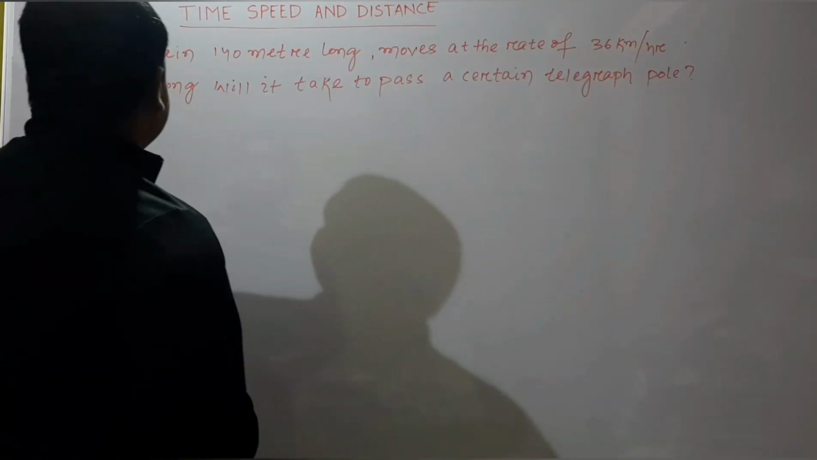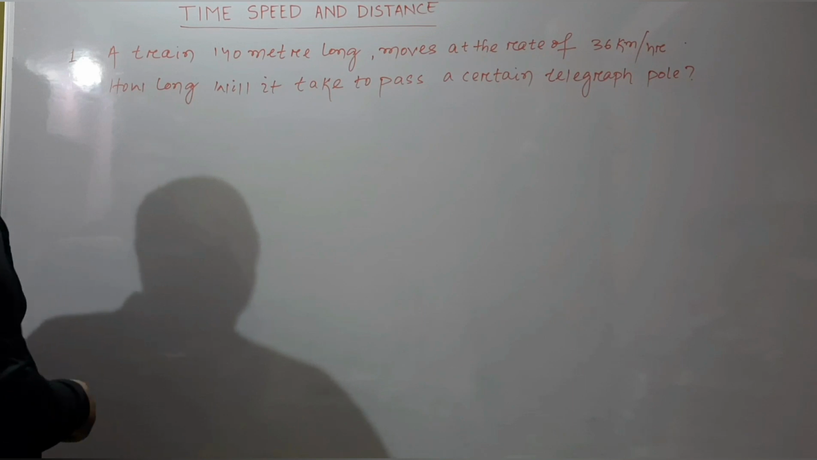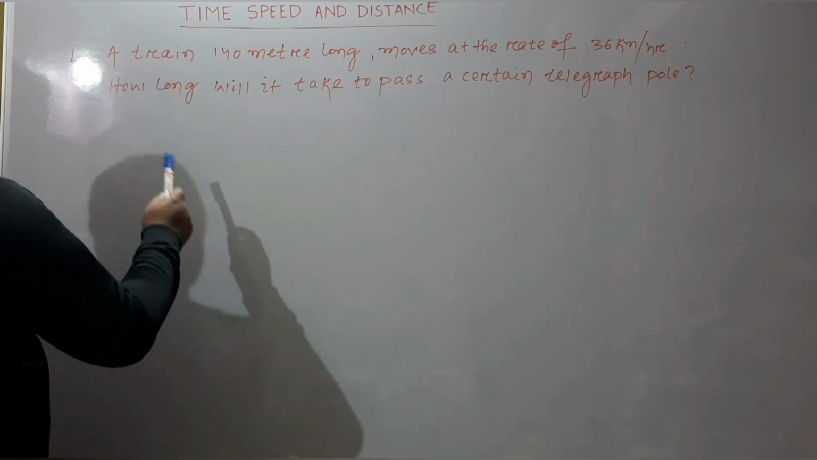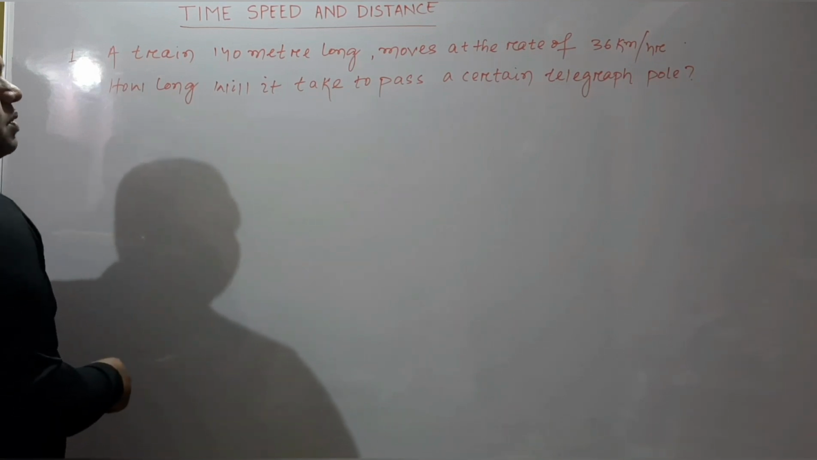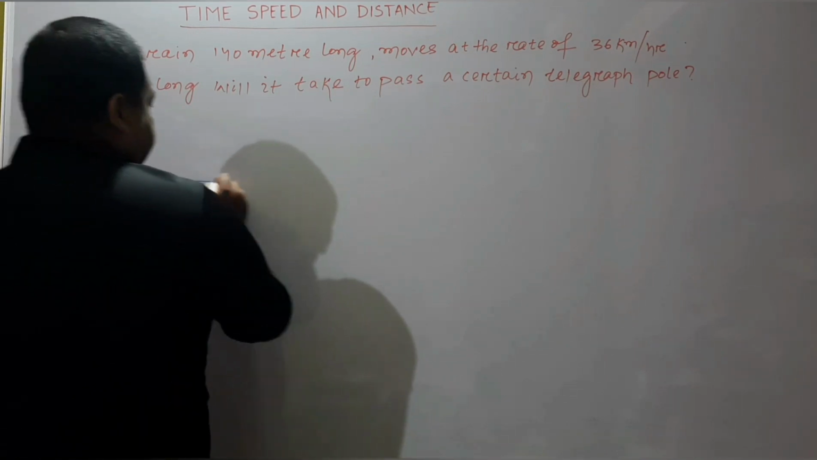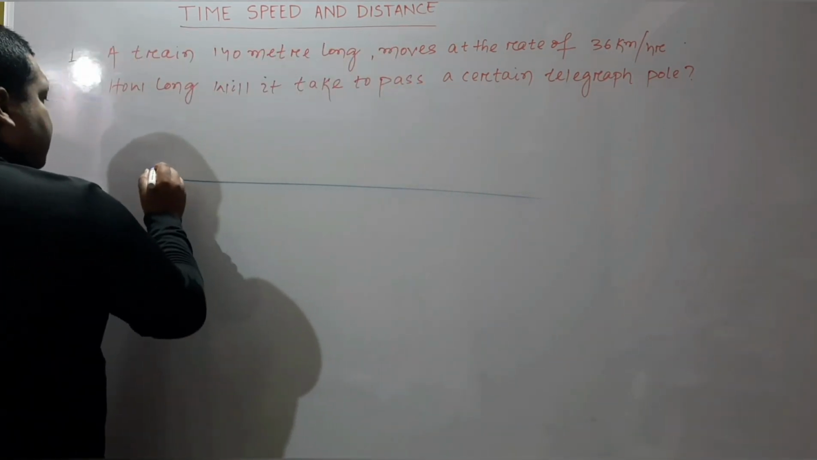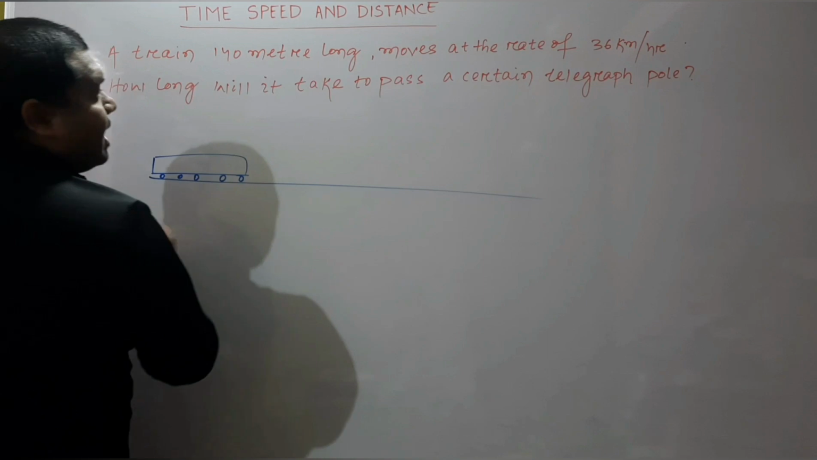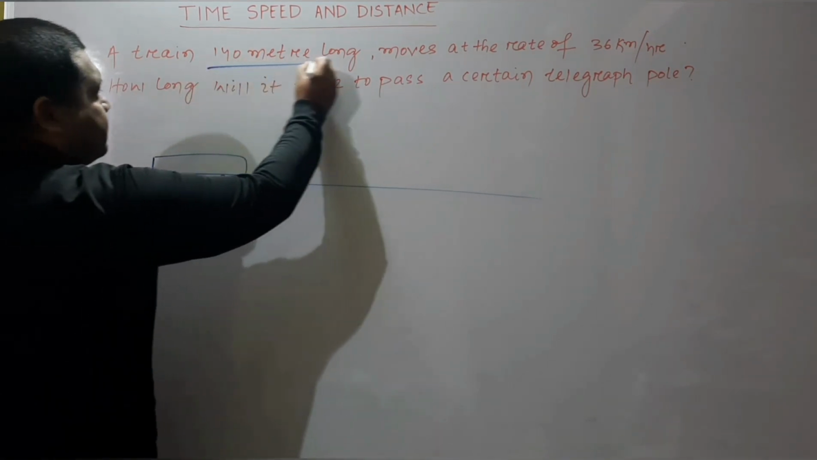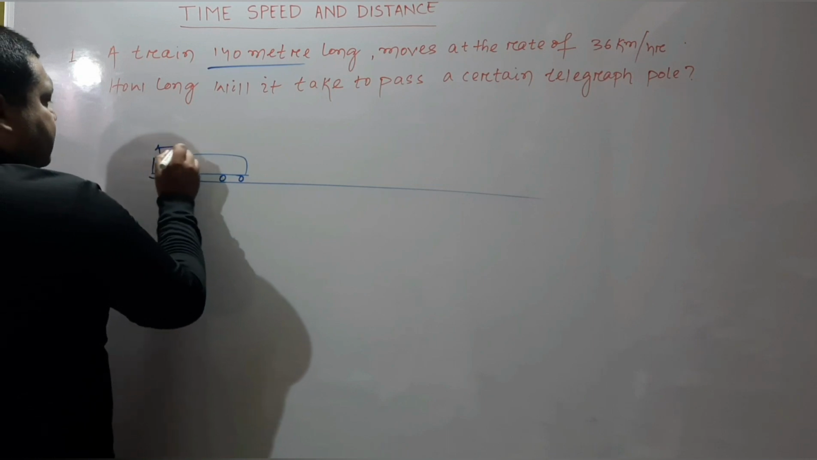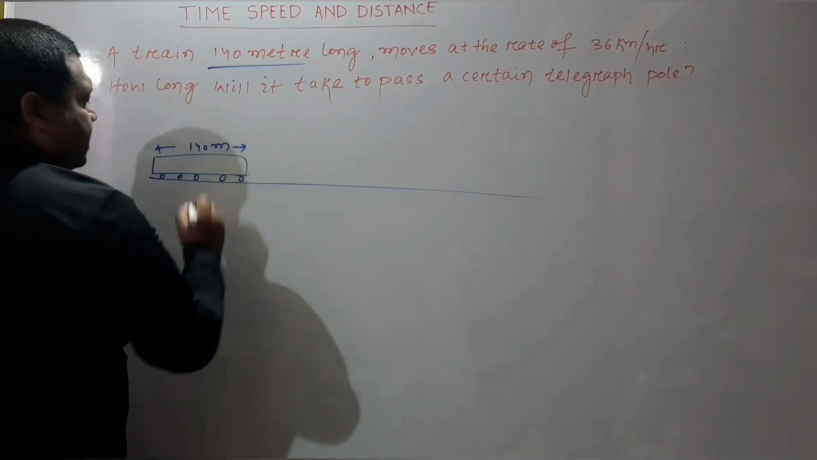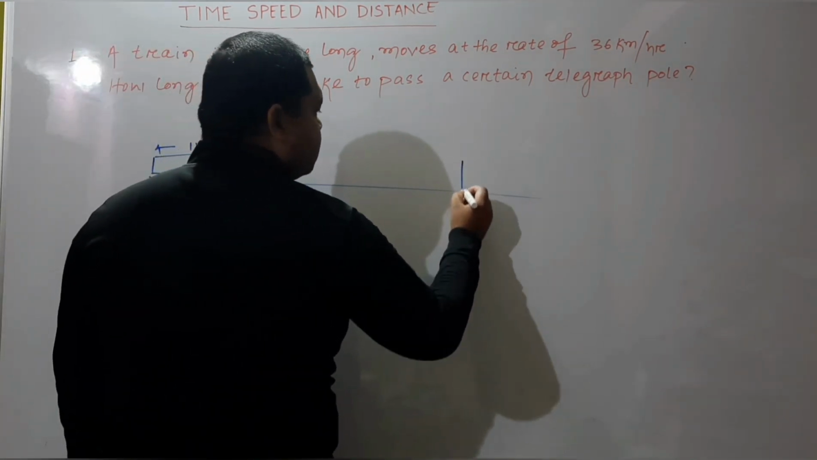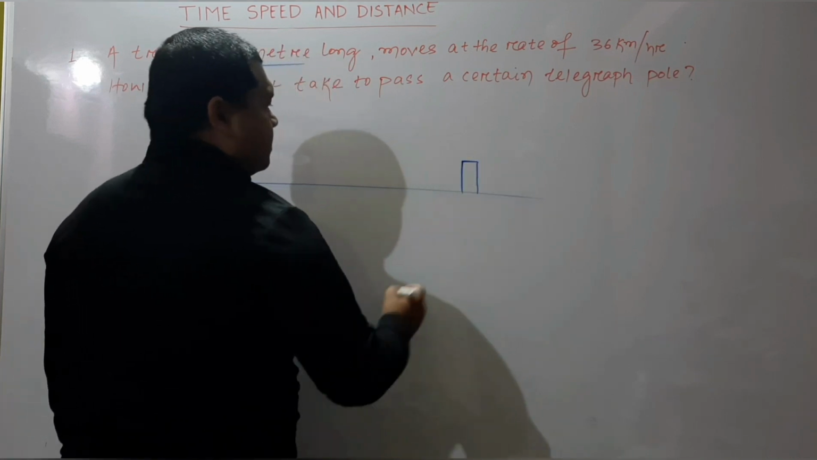Now look at this question. A train 140 meter long moves at the rate of 36 km per hour. How long will it take to pass a certain telegraph pole? That means there is a track. A train is moving in this direction. And length of the train is 140 meter. Length of the train is 140 meter. And there is a telegraph pole. Suppose this is a pole.